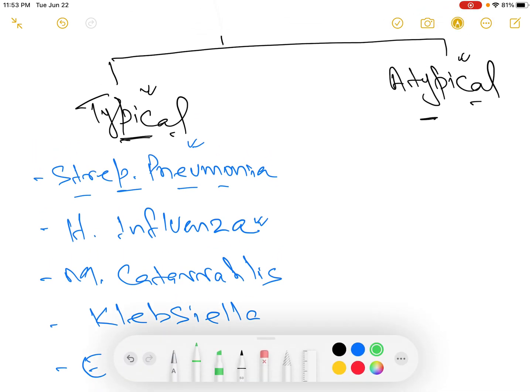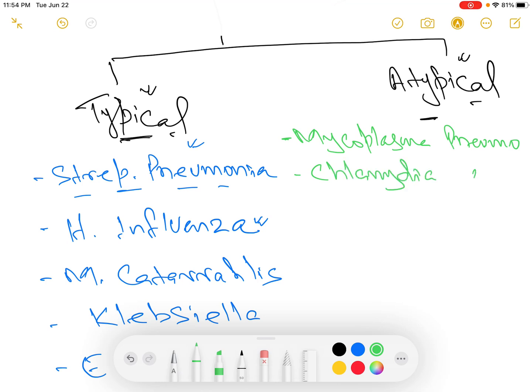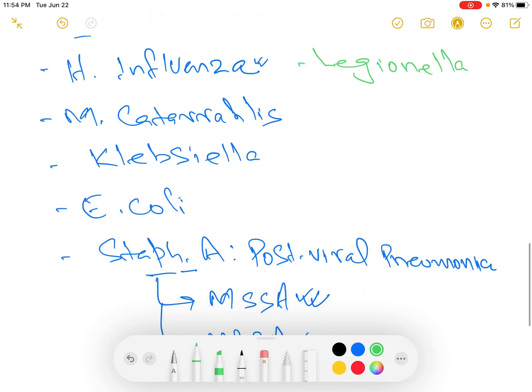Among atypical, the common ones are your Mycoplasma pneumoniae. Another one is your Chlamydia pneumoniae. This chlamydia is different than the chlamydia that causes STD, which is called Chlamydia trachomatis. Then you have Legionella. So these are some of the most common atypical and typical bacteria, and there are a lot more out there that can cause pneumonia, but these are the most common ones.